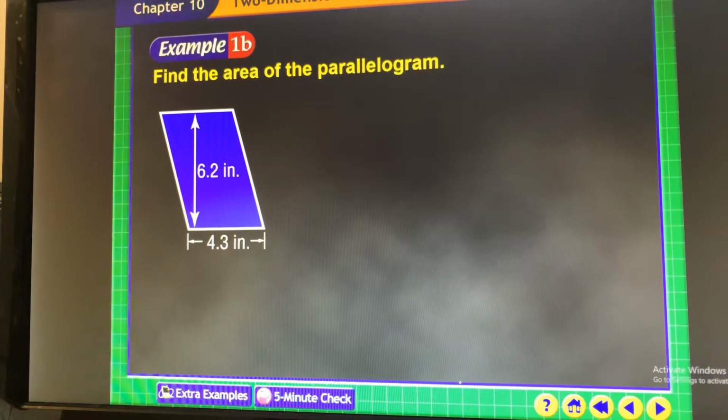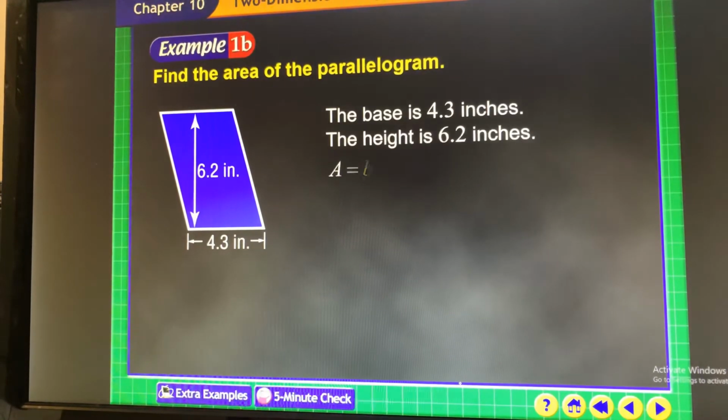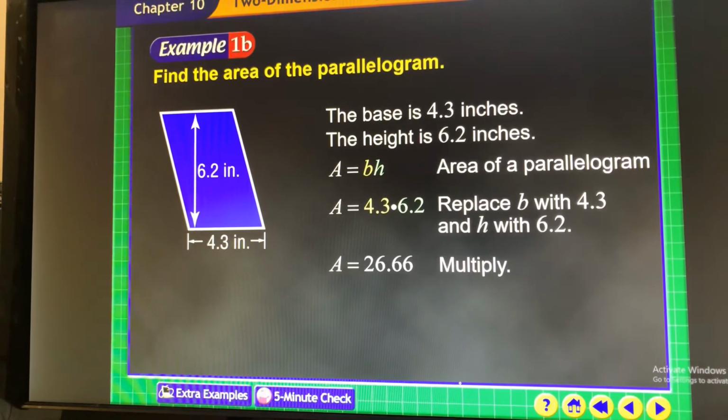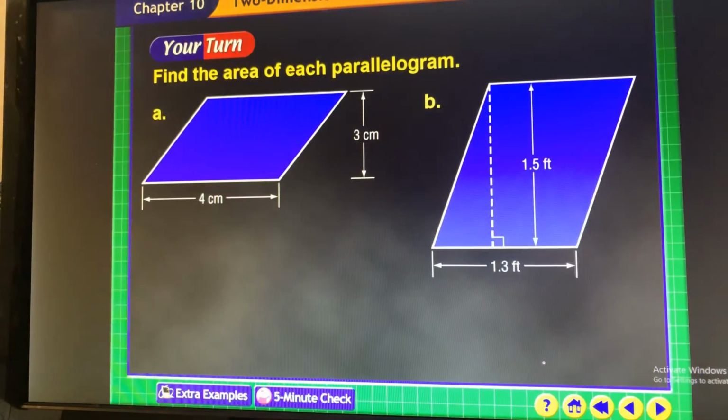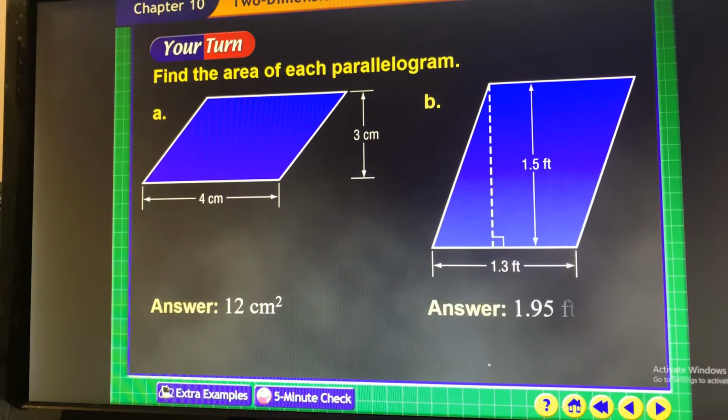This time the height is drawn inside, so it's 6 and 2/10 times 4 and 3/10, 26 and 66/100 inches squared. And again, you can write squared inches or you could just write inches squared like that. So that's a parallelogram. So this one, 12 centimeters squared. This one, 1 and 95/100 feet squared.